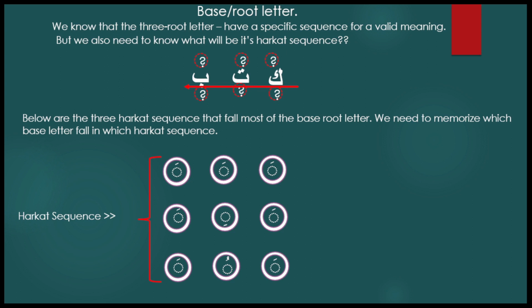The three base letters that we have take the sequence Kaf, Ta, and Ba. This Kaf, Ta, and Ba will fall under any one of these three harkat sequences. It can fall under the first sequence, ka, ta, ba, or it can be ka, ti, ba, or it can be ka, tu, ba. Any one of these sequences could be true. So which one is true? The last one, no. The middle one also, no. So the first sequence is the correct sequence. It makes kataba. Kataba means he wrote.